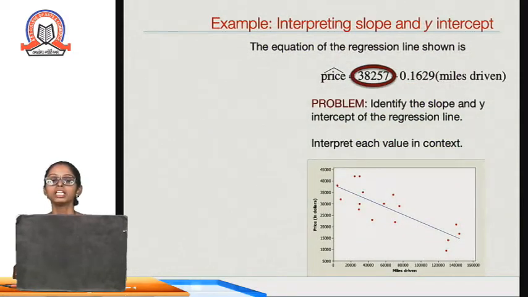Example: interpreting slope and the y-intercept. The equation of the regression line shown is price = 38257 - 0.1629 times the miles driven value. Now identify the slope and y-intercept of the regression line. If you plot the graph for this problem, you will see the relationship between the miles driven value on the x-axis and the price on the y-axis.